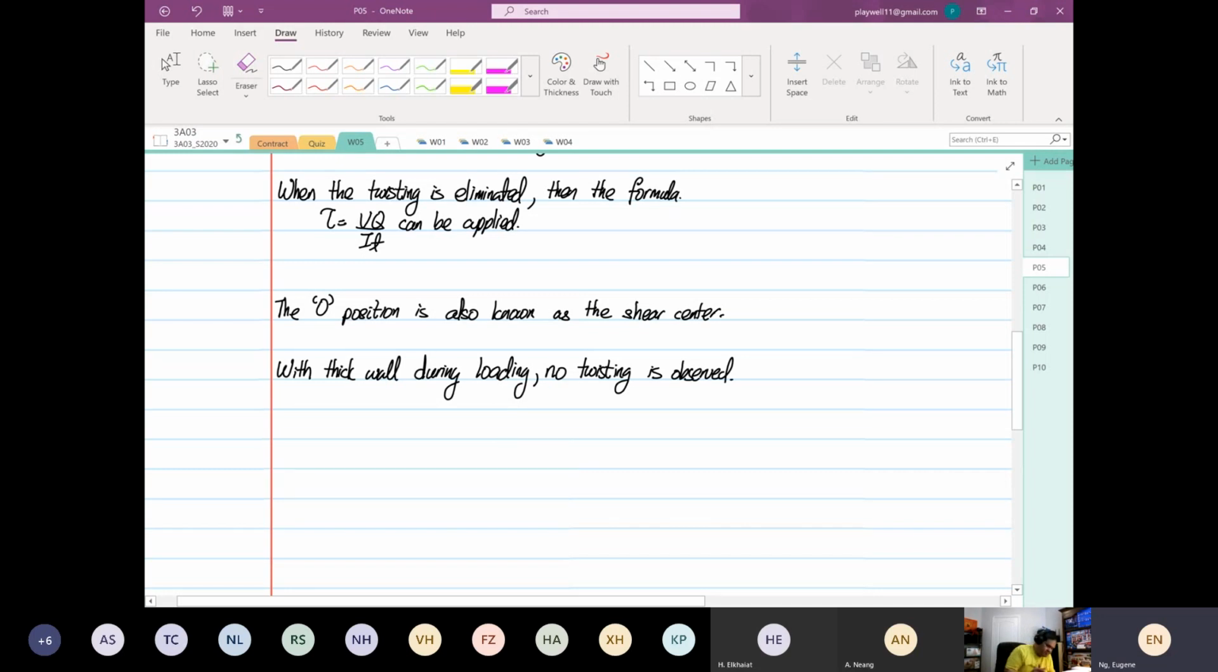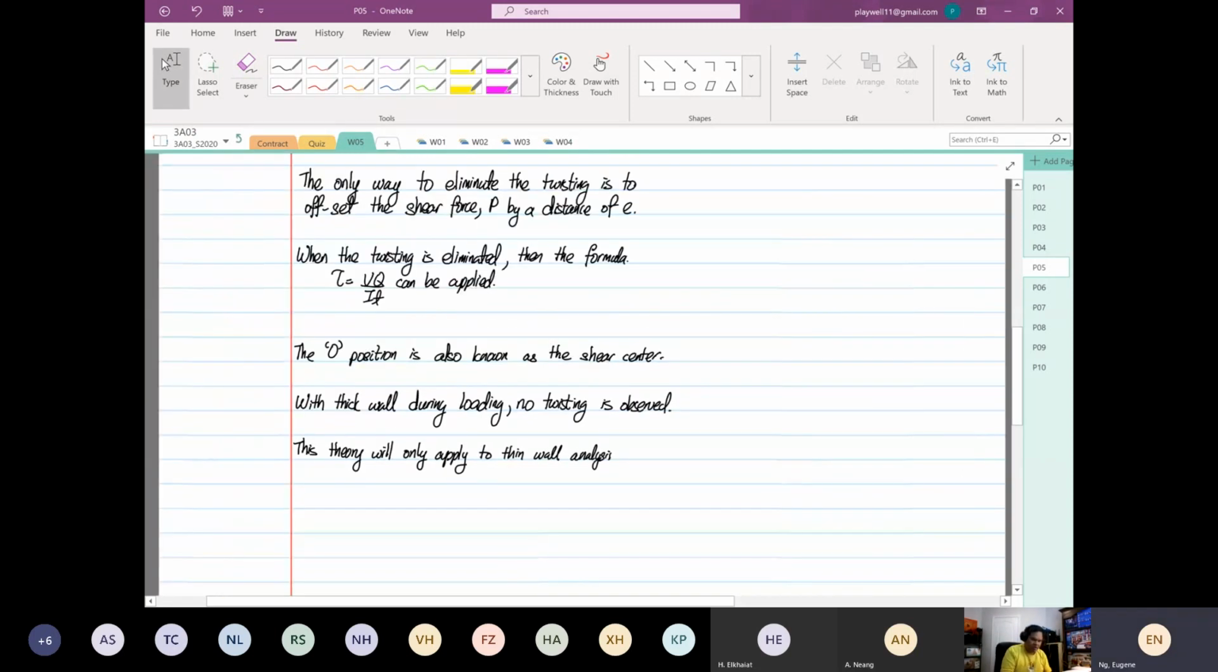So this theory will only apply, right, to thin wall analysis. Right? It will not apply to thick wall analysis for that reason.